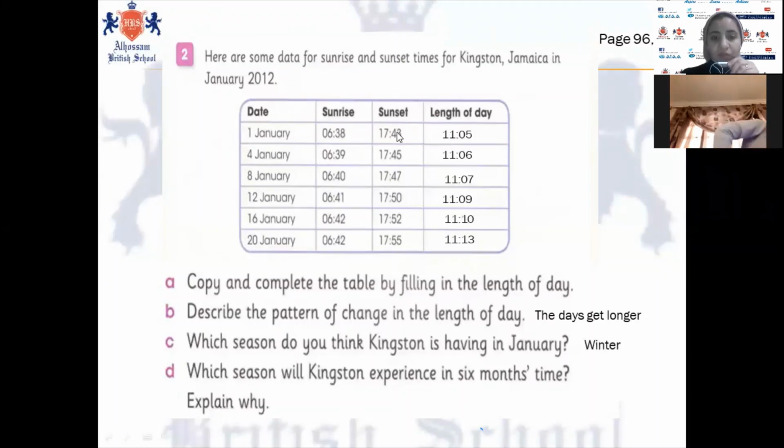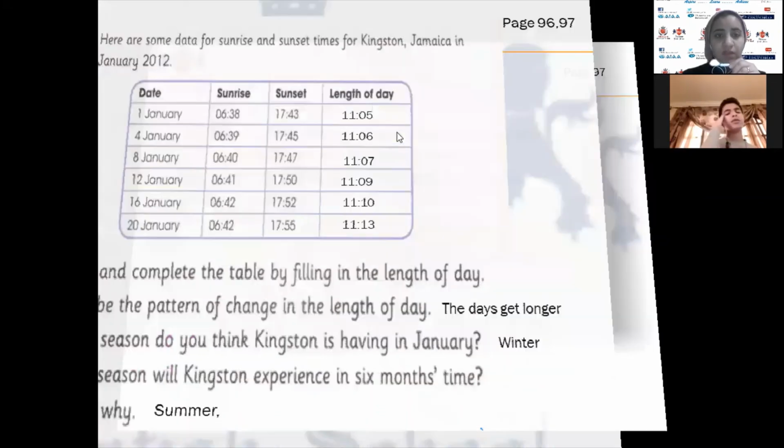Okay. Which season will Kingston experience in 6 months' time? After 6 months, it will be summer. Summer, excellent. And the explanation is related to the geography, so just answer summer. Okay, thank you, Yasin.